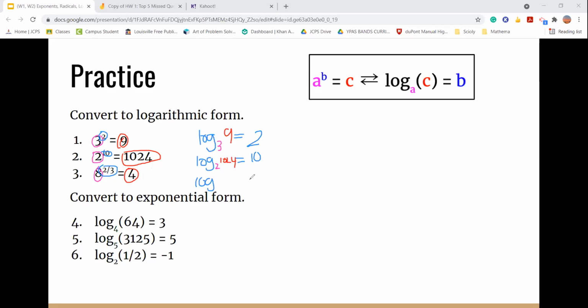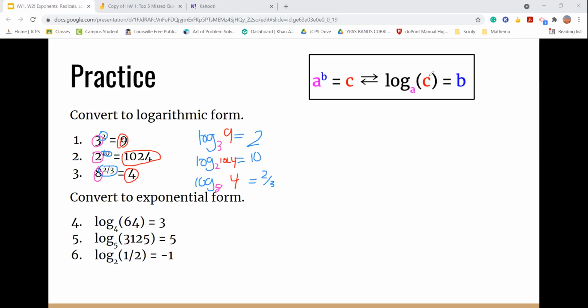And for the third one, the base is 8, and the argument would be 4. In other words, the number in the parentheses would be 4. And the whole thing equals 2/3. So log base 8 of 4 equals 2/3. Again, that's just asking 8 raised to the what power equals 4. And it's 2/3 because 8 raised to the 2/3 power is 4.